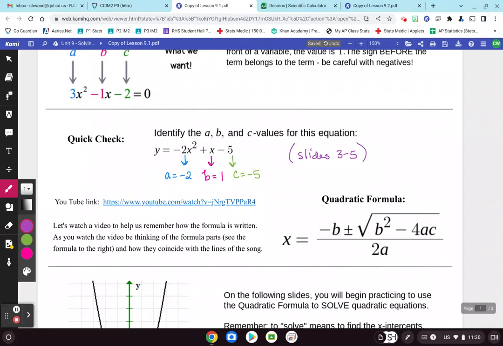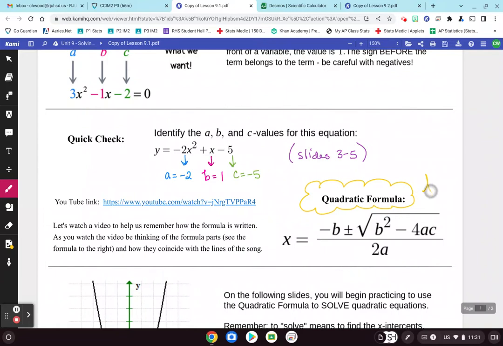Okay, hopefully your quick check went okay. It's pretty easy to identify the three coefficients for your formula. The slides are also introducing you to the actual formula itself. So you can see right below in this quick check area, here is our quadratic formula.